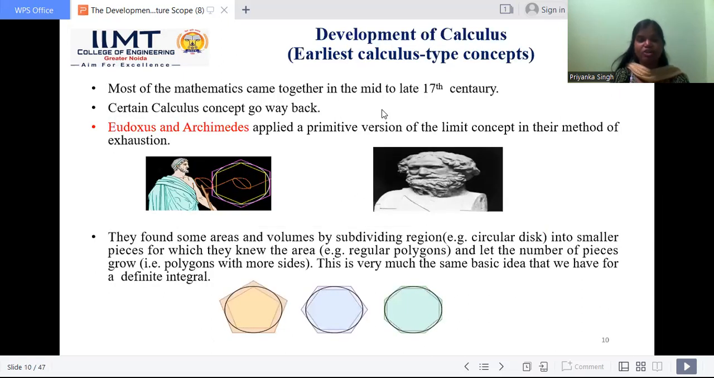Next, I discuss the development of calculus. First, I define the earliest calculus-type concepts. Most of the mathematics came together in the mid to late 17th century. Certain calculus concepts go way back.